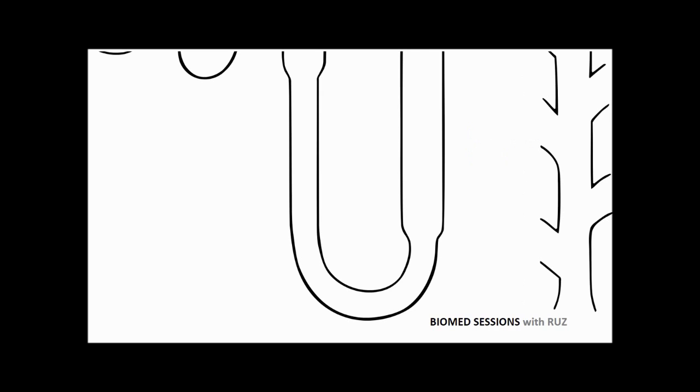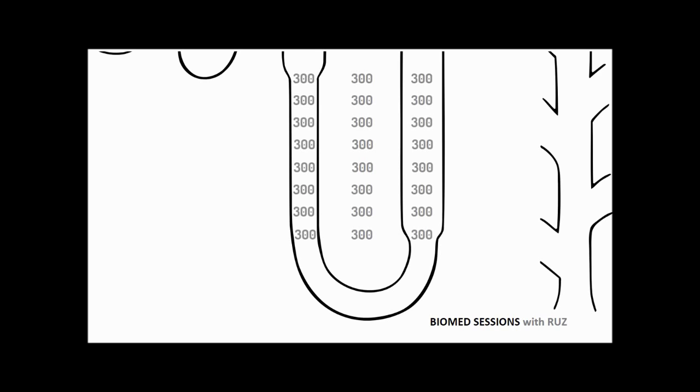But let's pretend that the filtrate is entering the loop of Henle for the very first time. Naturally, because the filtrate is coming from the proximal convoluted tubule, it will have the same 300 milliosmoles per litre osmolarity and be isoosmotic with the interstitial fluid.